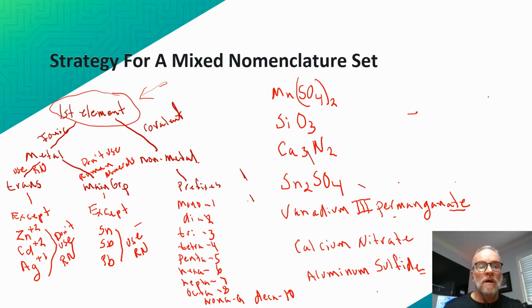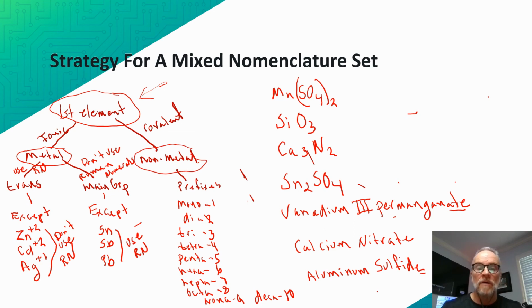And so pause the video here and write down the flow chart, and then we will use the flow chart to go back and do this mixed nomenclature set as an example. Okay, hopefully you've done that. And so what you do is you key in on the first element and you ask yourself, is it a metal or is it a non-metal?